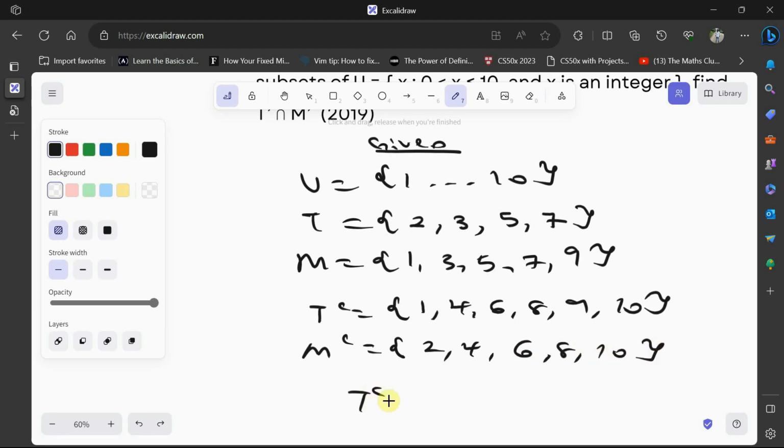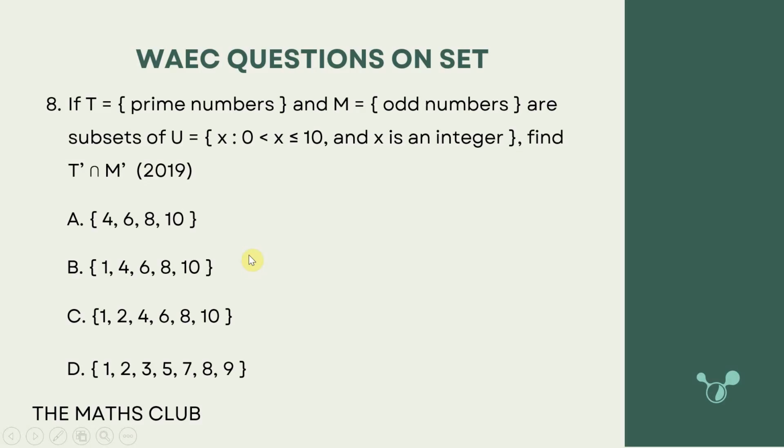Now, what is the intersection between both of them? You can see that we have 4 common in both of them, 6 is common in both of them, 8 is common in both of them, 10 is common in both of them. So we have 4, 6, 8, 10. Let's see if we're correct. So from these options, that should be option A.